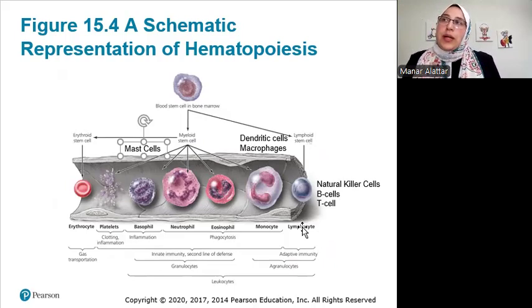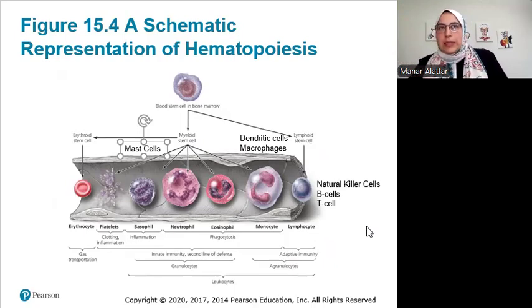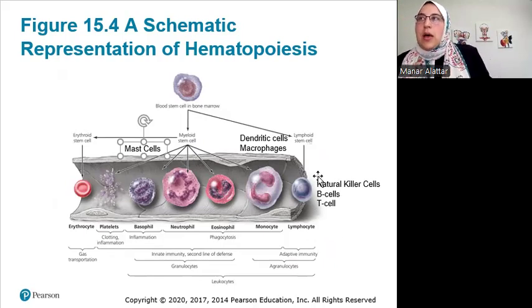Then our lymphoid or lymphocyte cells are pretty unique. First of all, B and T cells are related to our adaptive immune system. And so we're going to talk more about B and T cells in chapter 16. But our natural killer cells are also unique.